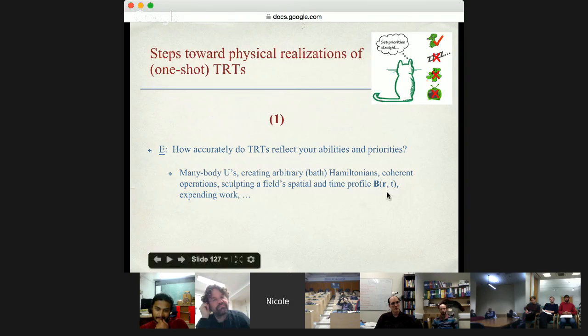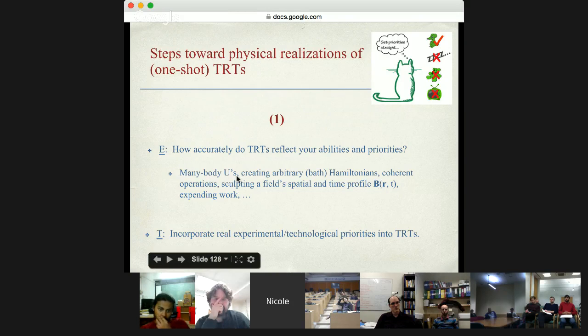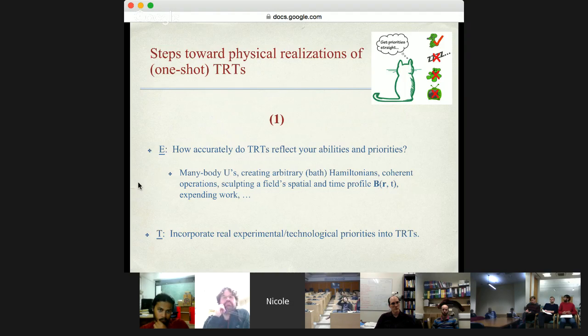Some experimentalists are much prouder of being able to impose a field on some well-defined space for some well-defined time. So we could incorporate into thermodynamic resource theories some of the priorities of real thermodynamic experimentalists. On the other hand, we might say, well, maybe they have difficulty with some supposedly free operations now, but they're very clever. They'll figure it out soon. We don't need to adjust the theory. But I suspect that a compromise might be useful.